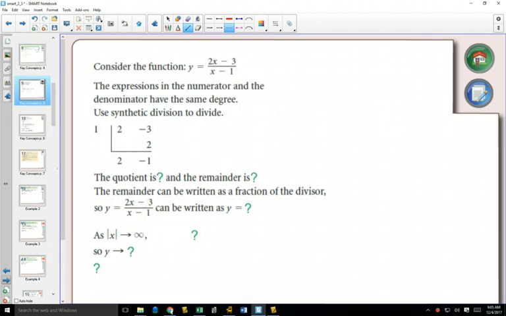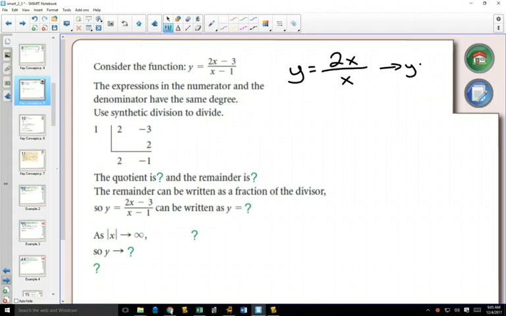So let's look at what happens when you have the same degree on the top and the bottom. Now the textbook goes into a more complicated way of finding out what the horizontal asymptote is. I've told you before, if you just look at the highest degree, which is x, you have a 2x on the top. You have an x on the bottom. What does that simplify to? Y equals 2, and that will be your horizontal asymptote.